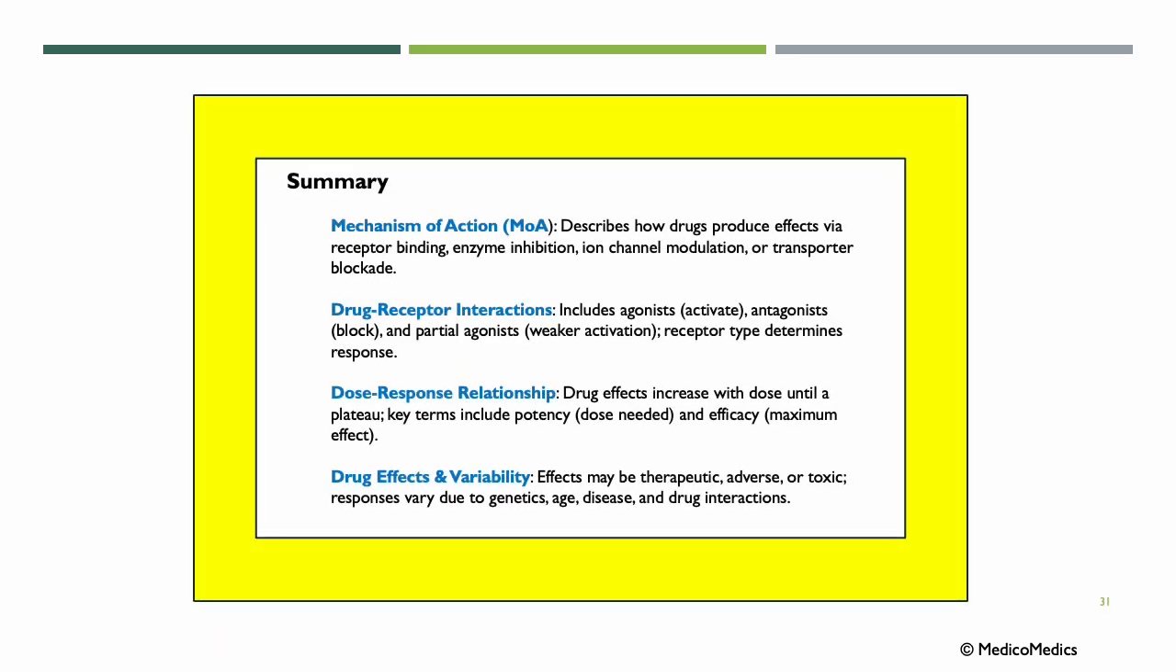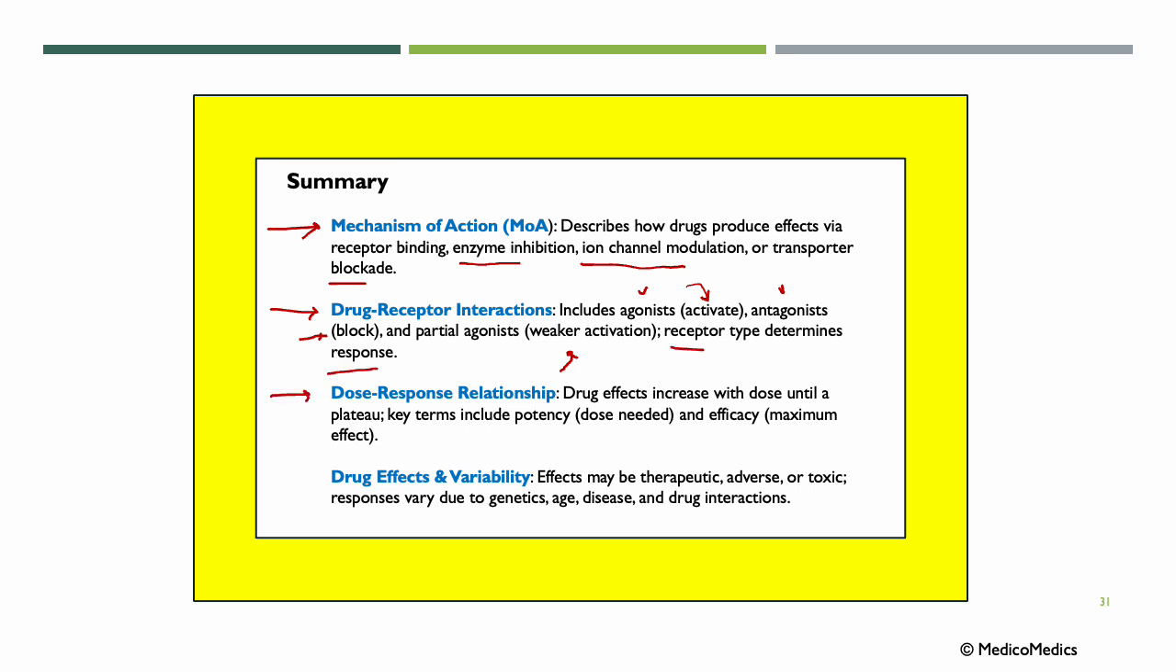So in summary then, in the lecture we covered mechanism of action, which describes how drugs produce effects via receptor binding or enzyme inhibition, ion channel modulation, or transporter blockade. Further, we discussed drug receptor interactions. This included agonists that activate, antagonists that block, and partial agonists with weaker activation. And of course, that receptor type will determine the response.